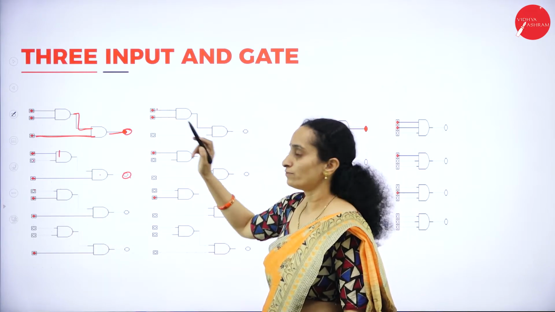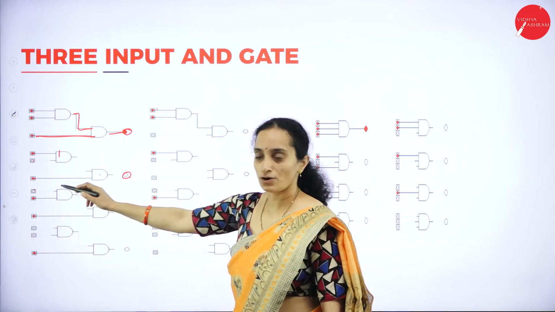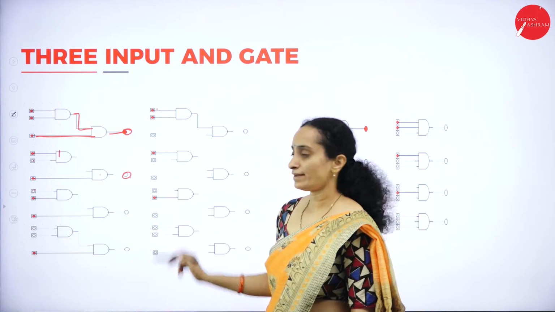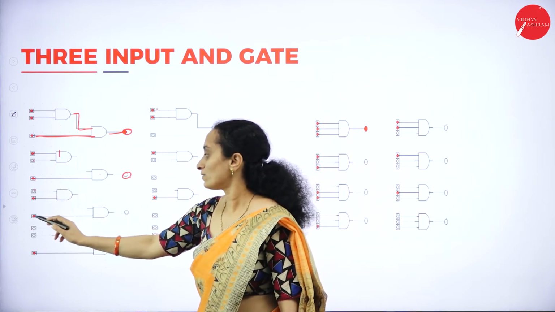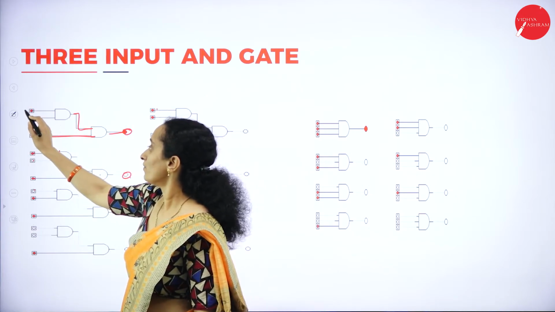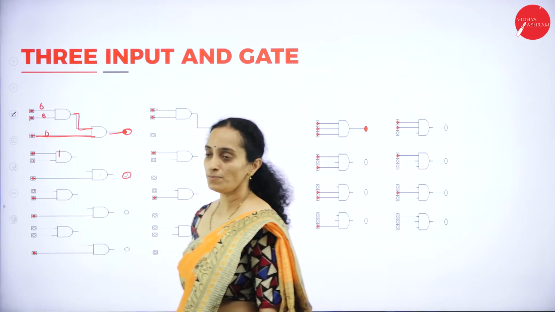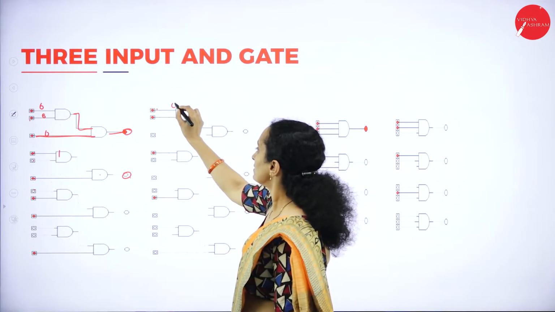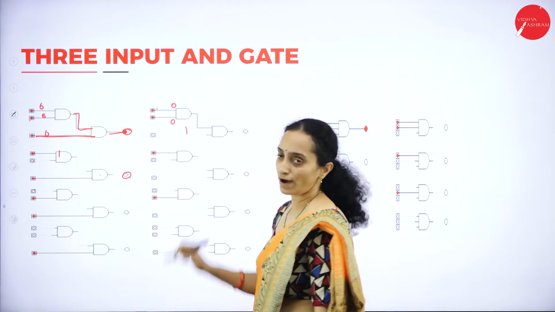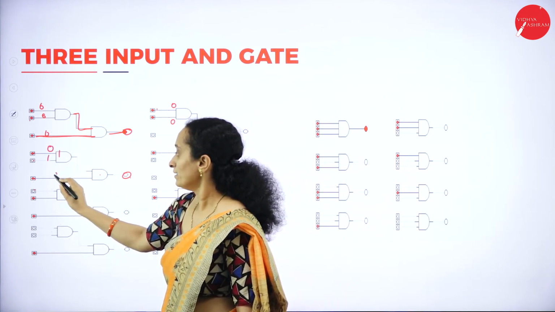0, 0, 1. 0, 1, 0. 0, 1, 1. 1, 0, 0. So red represents the 0. All zeros: 0, 0, 0. Then we have 0, 0, 1. Next is 0, 1, 0.